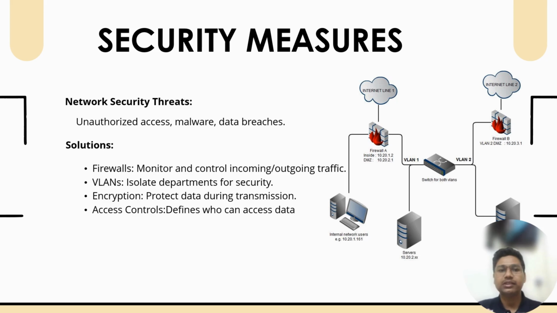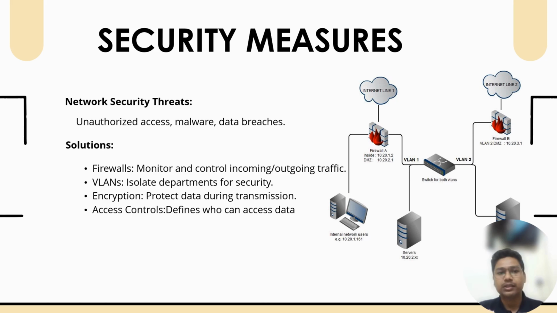Third one is encryption. Encryption ensures that the data is scrambled during transmission and can only be read by the intended recipient. It's like locking a letter in a box and giving the recipient the key. Even if someone intercepts the letter, they cannot read it without the key. Example, online banking uses encryption to secure your financial details while making a transaction.